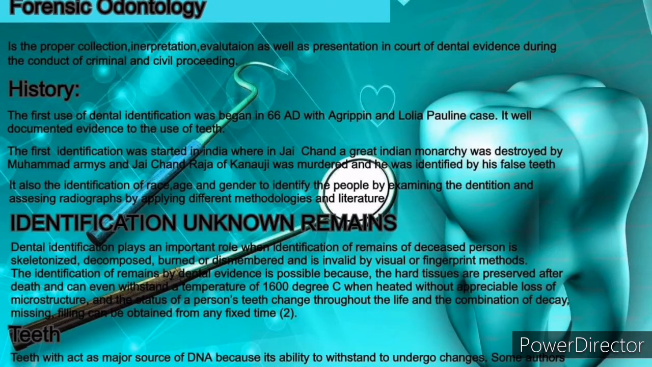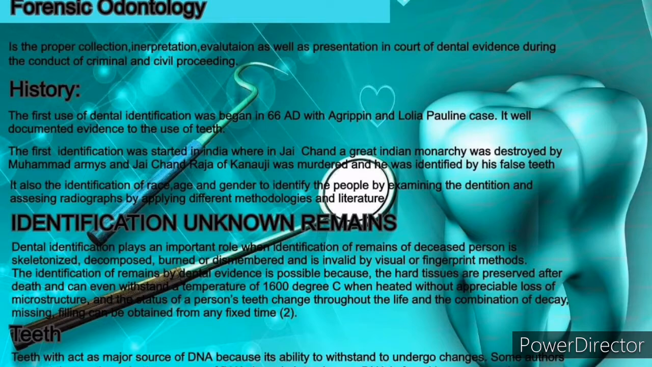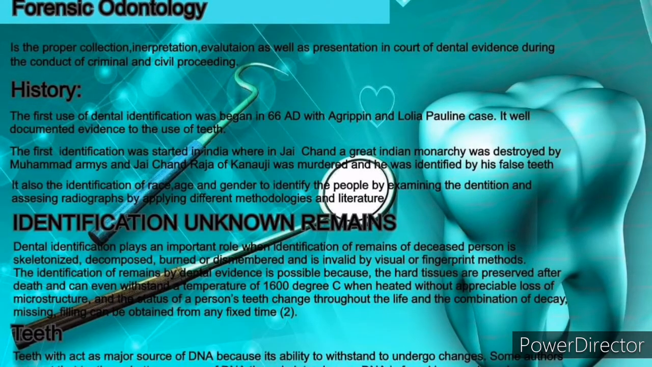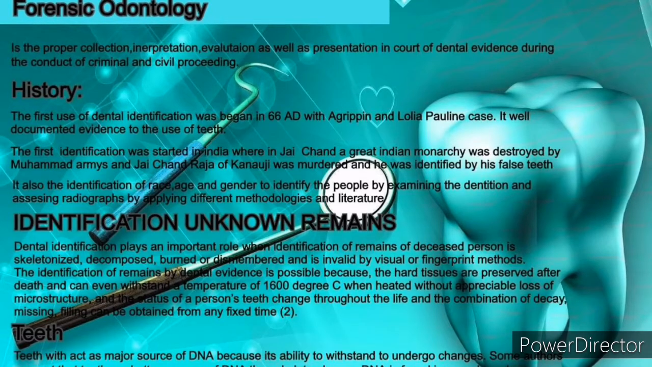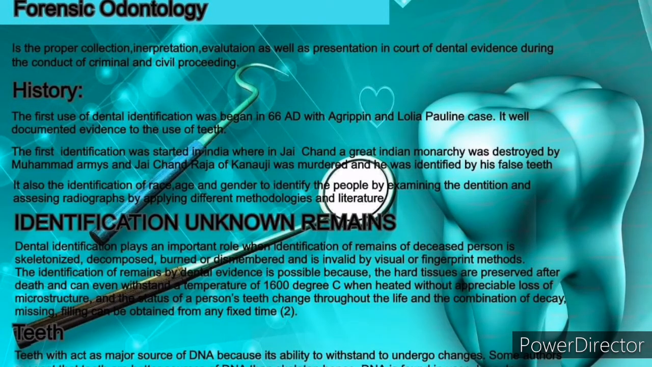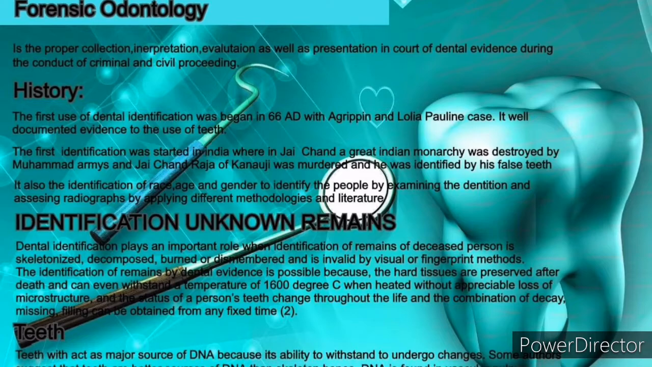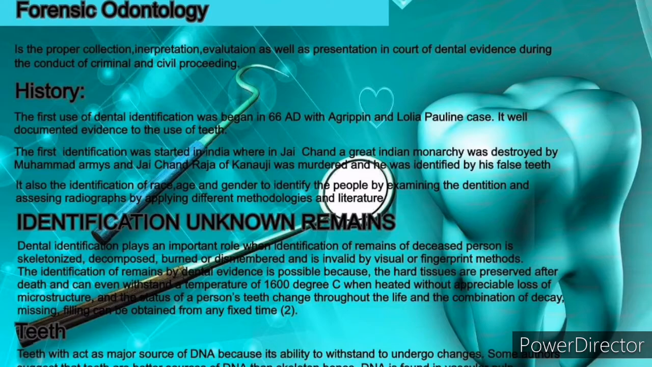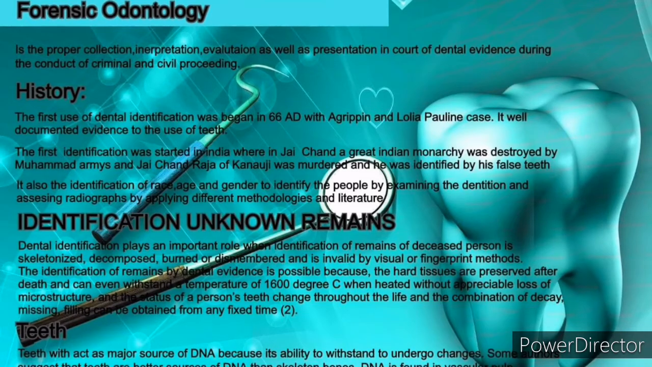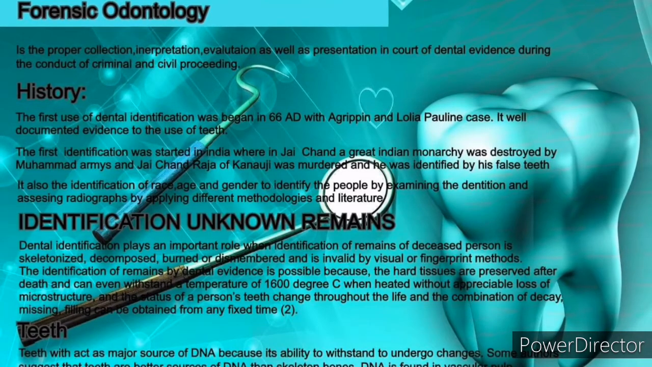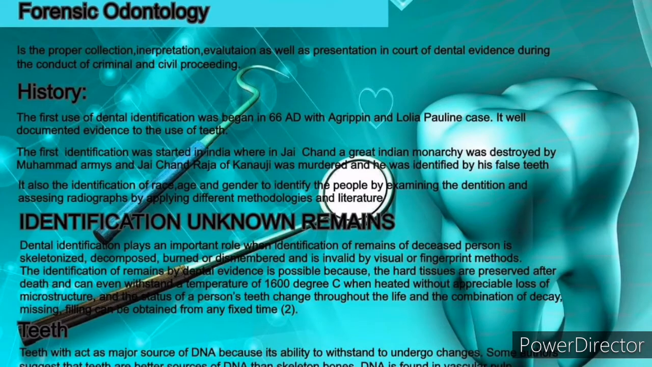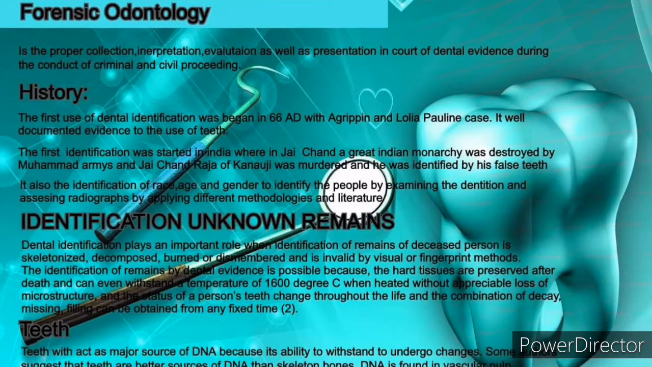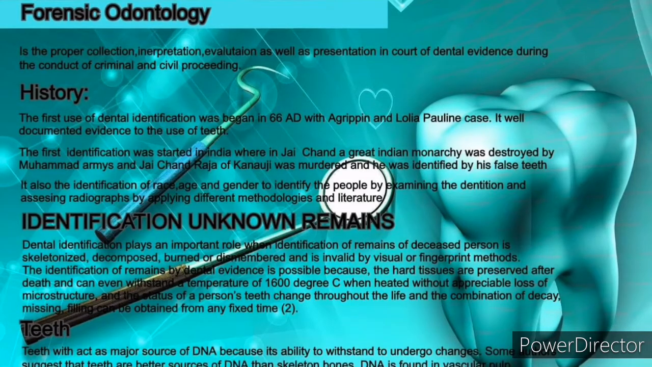The first identification started in India, wherein Jai Chand, a great Indian monarch, was destroyed by Muhammad's armies, and Jai Chandra of Kanauj was murdered, and he was identified by his false teeth. It is also used for identification of race, age, and gender, by examining the dentition and assessing radiographs by applying different methodologies and literature.